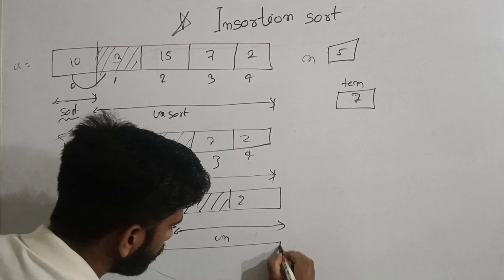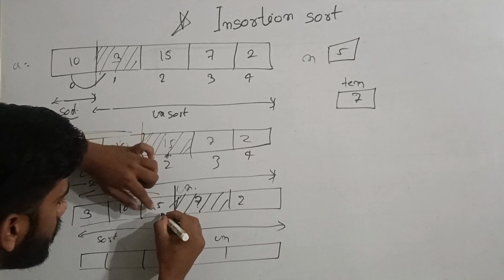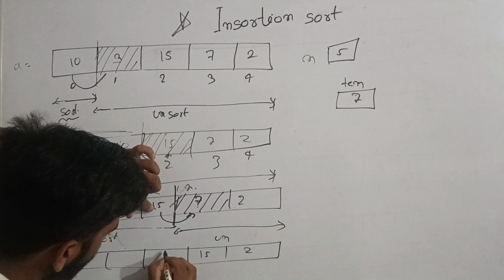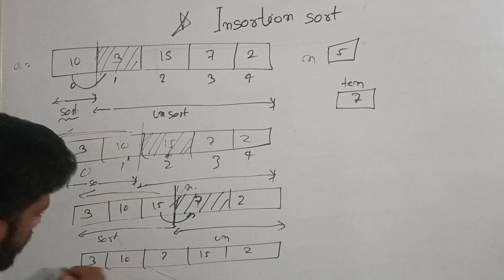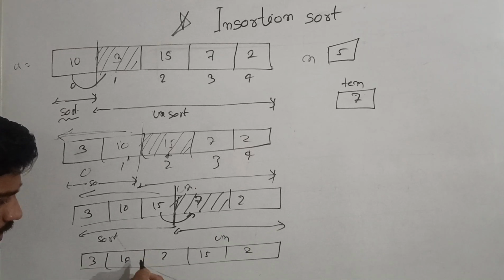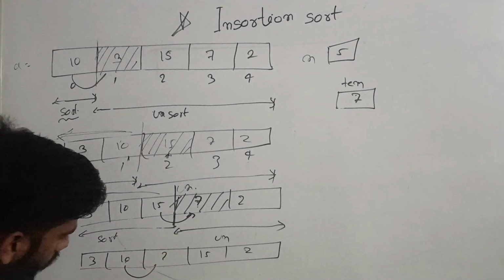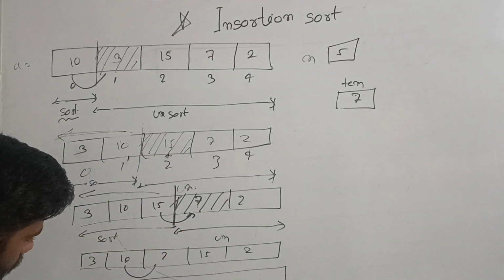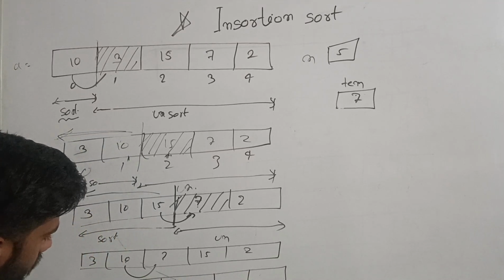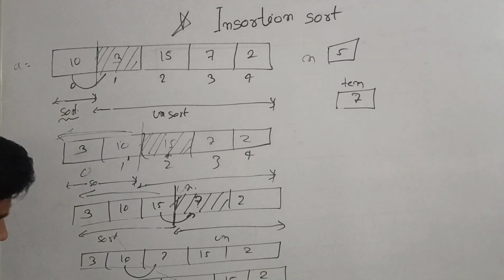Now what will we do? 15 will be shifted by one position. Now here is 15, here is the question mark, and 3 and 10 remain. Now again it will be checked. Here 10 is greater than 7. Yes, 10 is greater than 7. Now shift this, and 10 will be shifted. Now here is 10, and the question mark is here, with 3 and 15, and 2. Again it will be checked.